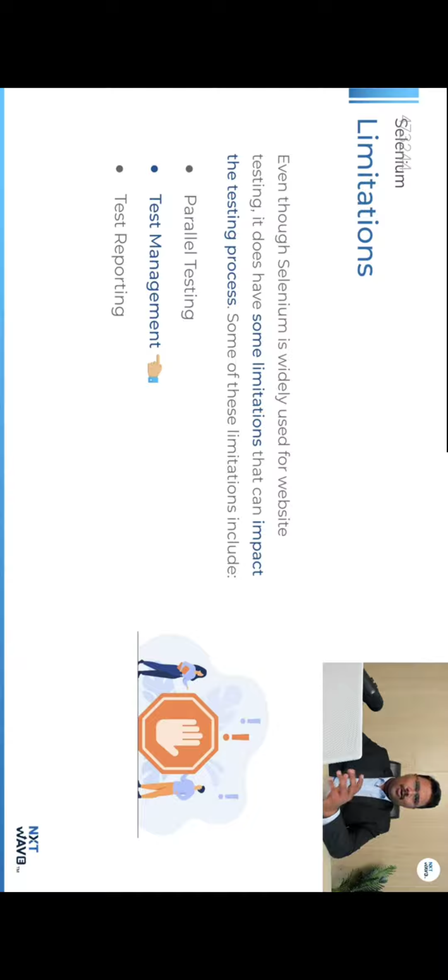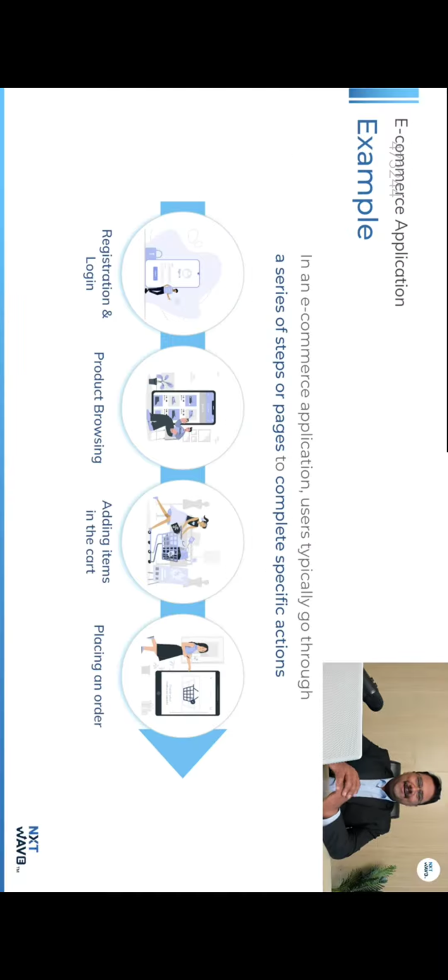Next, let's talk about the test management aspect. In the context of an e-commerce application, sometimes you need to go through a series of steps to complete the test. For example, users will typically complete the registration step first, then do the login, then browse for available products, then add items to the cart, and finally place an order. To effectively test the user journey, grouping the tests based on this particular flow becomes highly important.